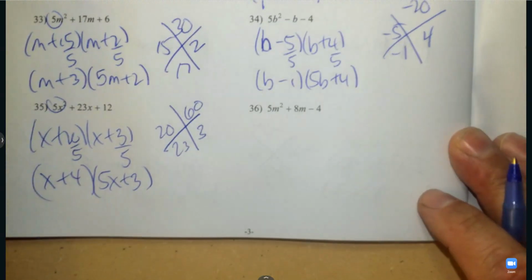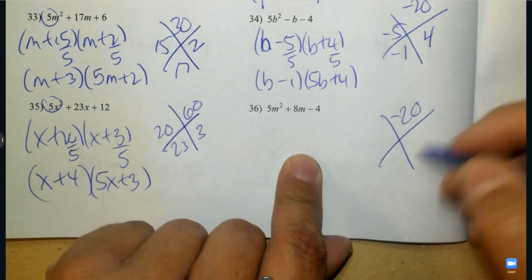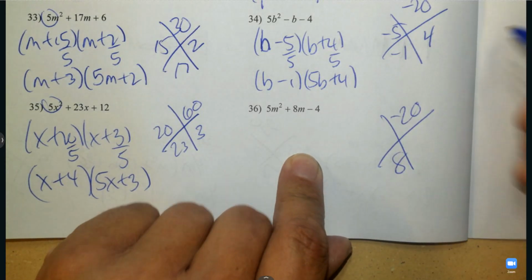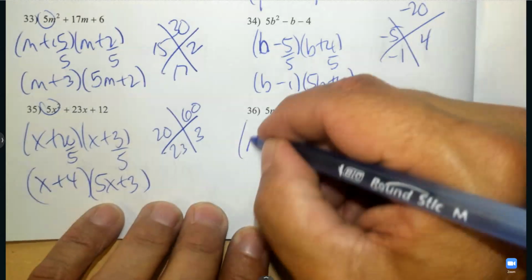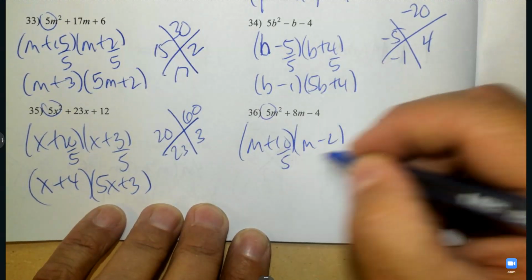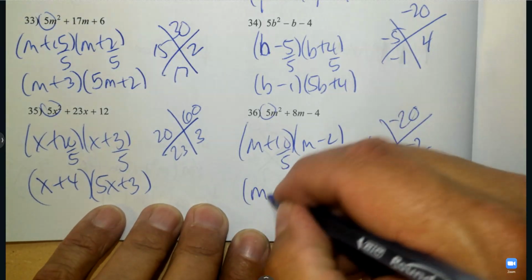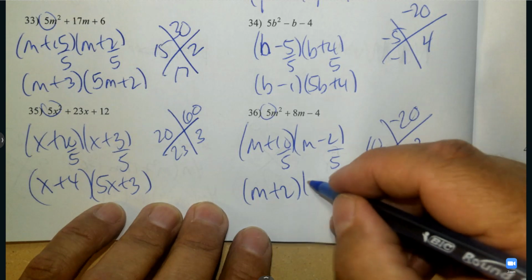Press pause. Write down the next one here. Do it. First number times the last number. Two numbers that multiply to negative 20 and add to 8. That's 10 and negative 2. So we write down 10 and negative 2. Divide by 5. So 10 divided by 5 is 2. 2/5 is a fraction. Take the denominator, slide it in front.